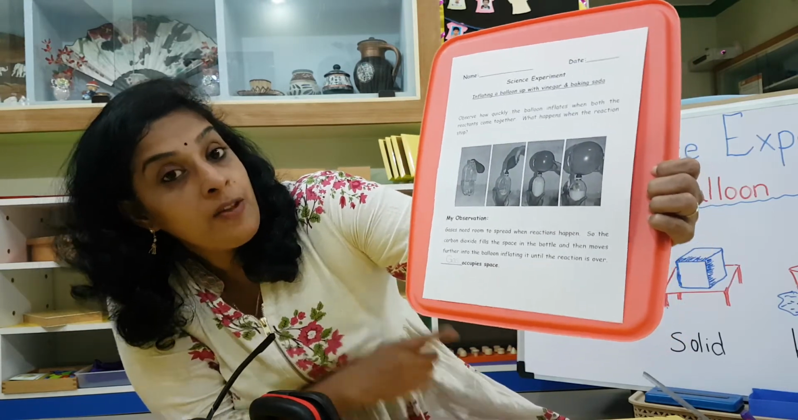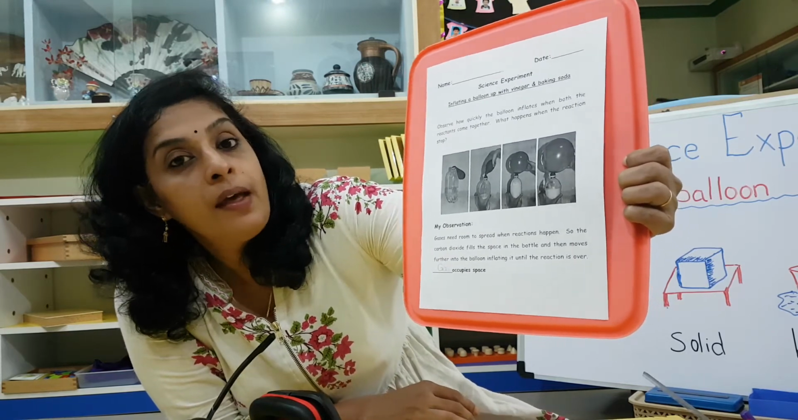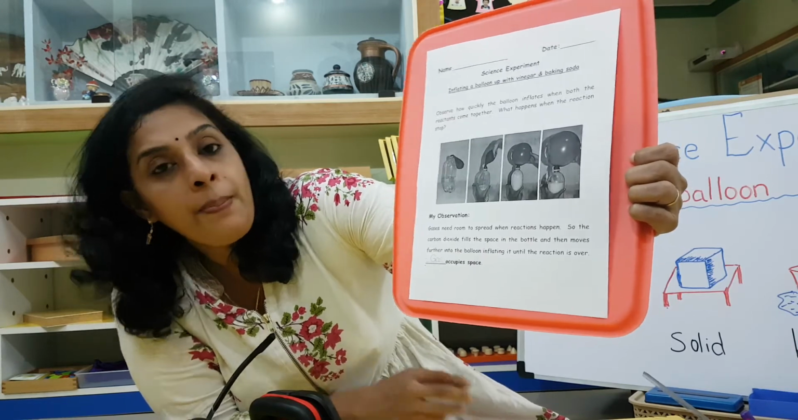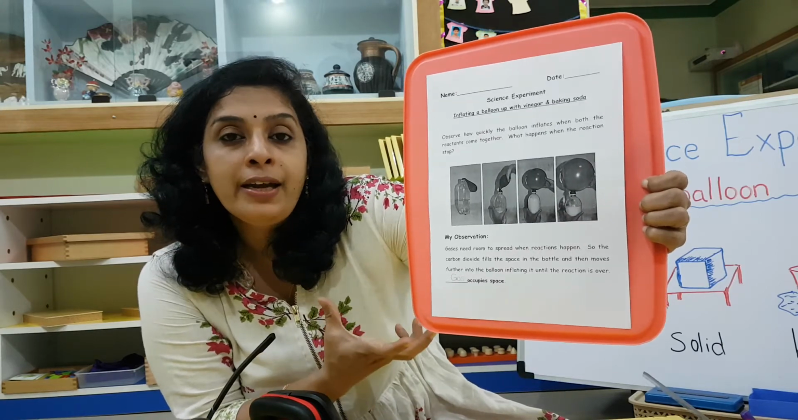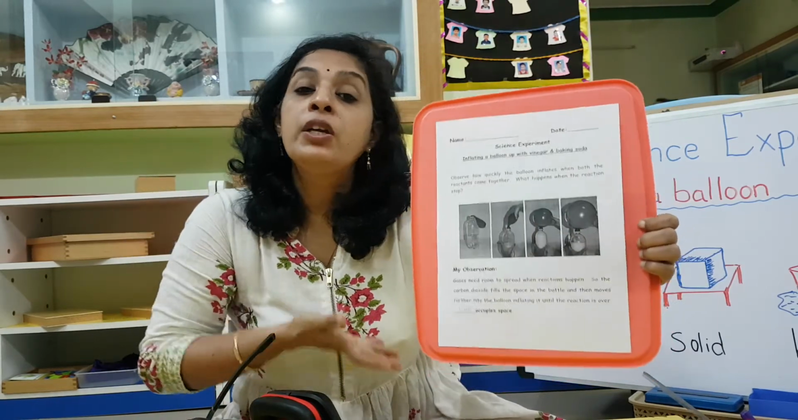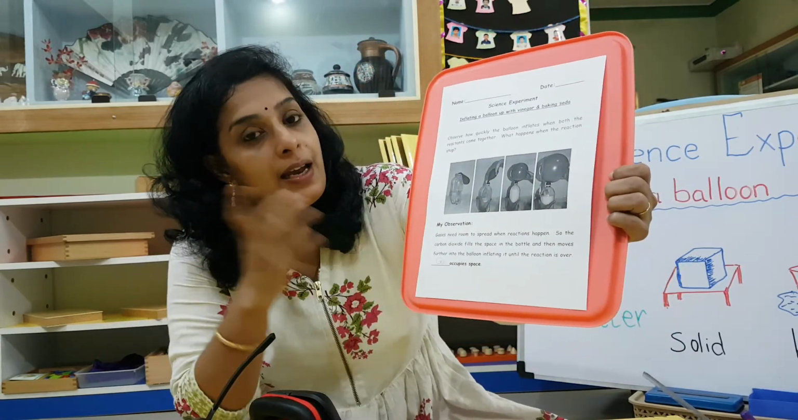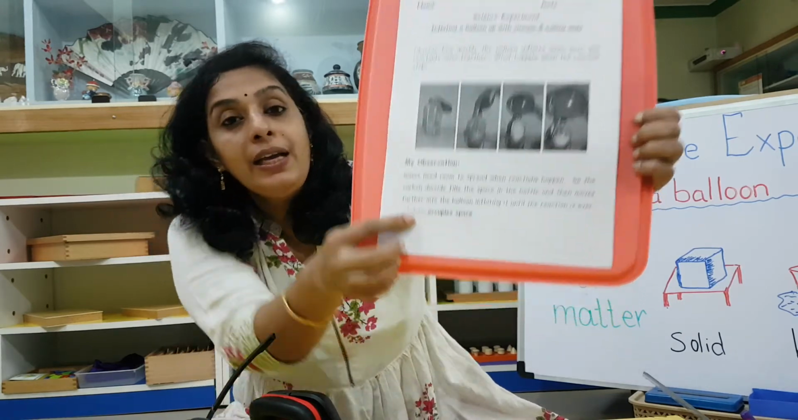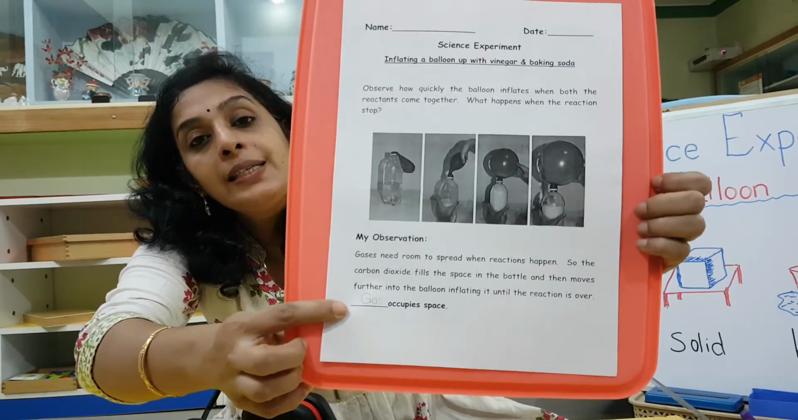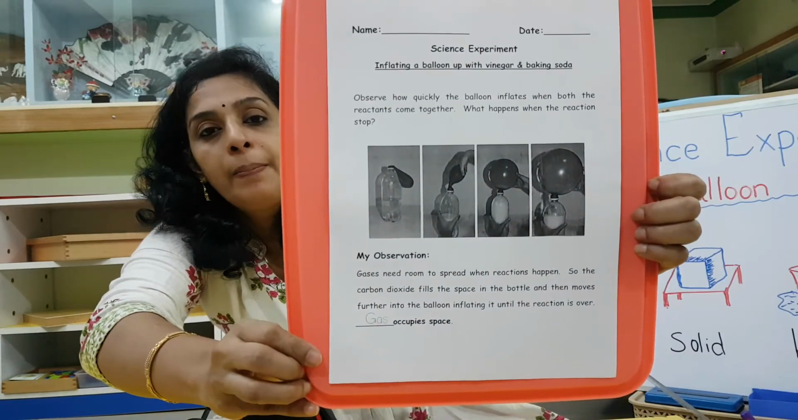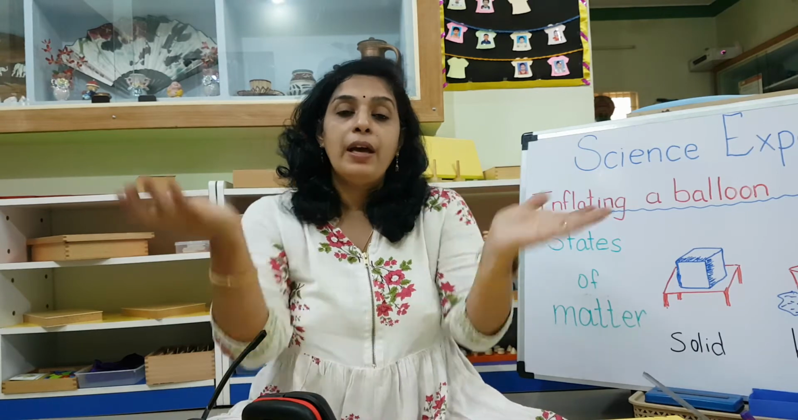So in this particular activity, what happened? The gas which was produced is called carbon dioxide. Carbon dioxide will fill up the bottle, and then the space in the bottle is not enough. That space is not enough. So it goes further upwards into the balloon, and it will fill up the balloon space also. That's why it is getting inflated. So you have to write here in these dotted letters, gas occupies space. Okay, this is your activity. Gas needs space, so it will occupy wherever space it wants.